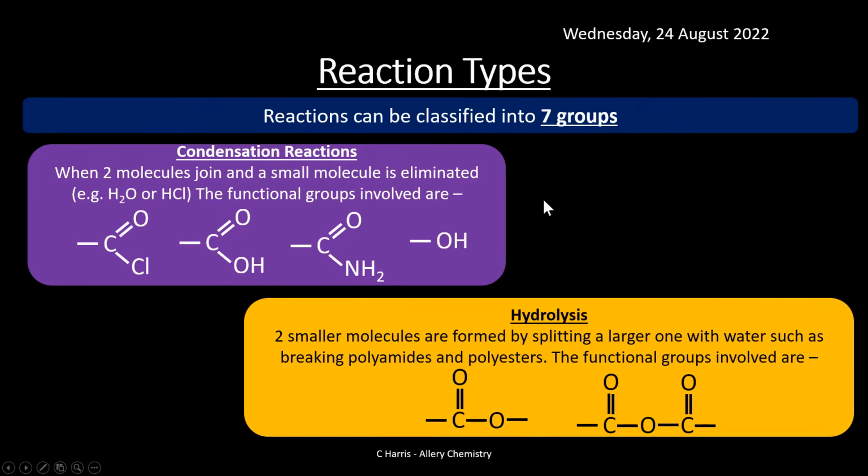Hydrolysis. Hydro means water, lysis means to break. So these are just reactions where you're splitting molecules up using water, hence the word hydrolysis. So two smaller molecules are formed by splitting a larger one with water, such as breaking polyamides or polyesters. These are your polymers, which you'll see later on in year 1. The functional groups involved are generally things such as esters, for example. This could be a classic example of polymer chains.